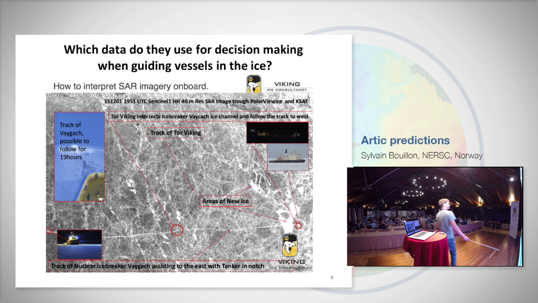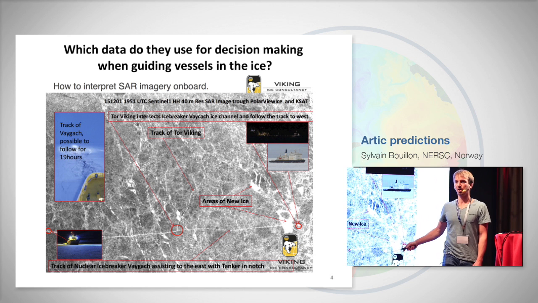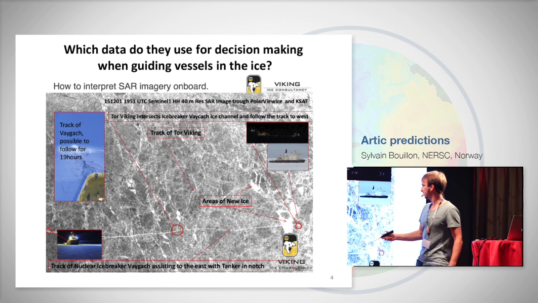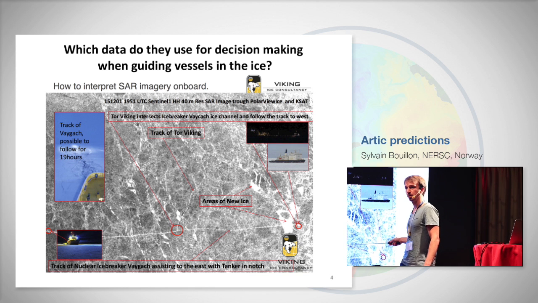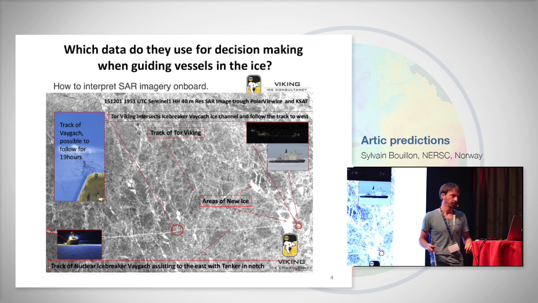So this is an example coming from a Norwegian company operating icebreakers in the Arctic. And in this example, they were using this type of image to follow and to guide the Thor Viking icebreaker. And you can see the track of this icebreaker on the SAR image. And they were quite happy to cross the track of a Russian icebreaker, which is over here, because then they were able to just follow the Russian icebreaker. So the ice was already broken. It was much more easy for them to just follow the same track.